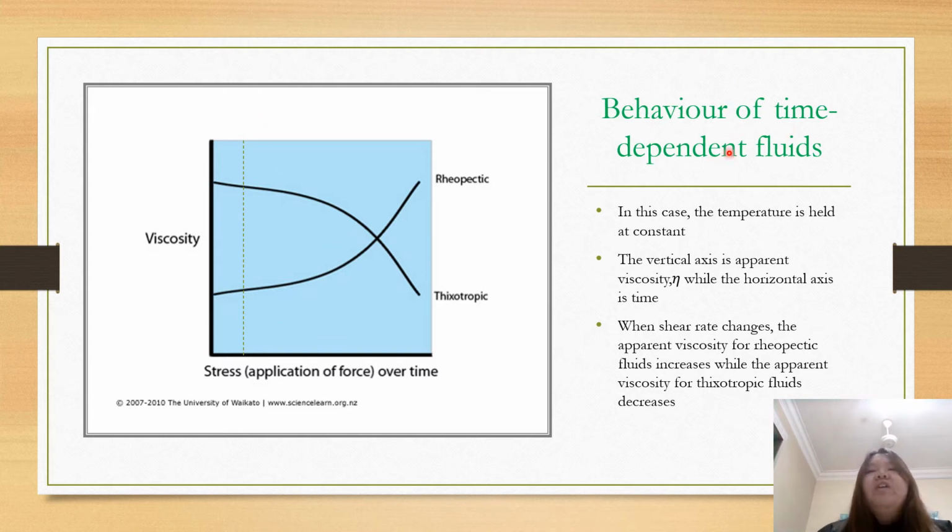So the behavior of time-dependent fluids, in this case, the temperature is held constant. The vertical axis is apparent viscosity here, while the horizontal axis is time. So when the shear rate changes at this point, the apparent viscosity for rheopectic fluids will increase, and the apparent viscosity for thixotropic fluids will decrease.